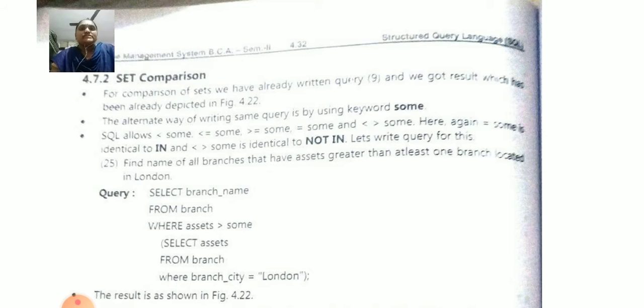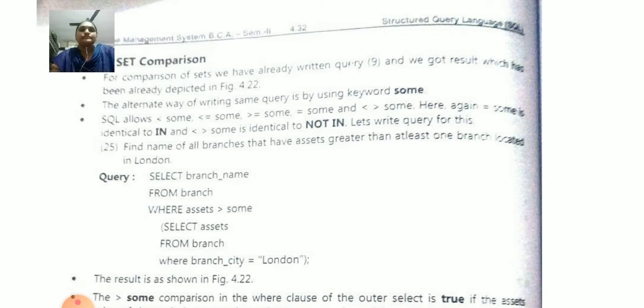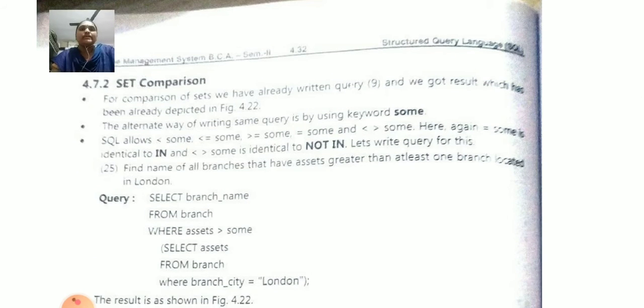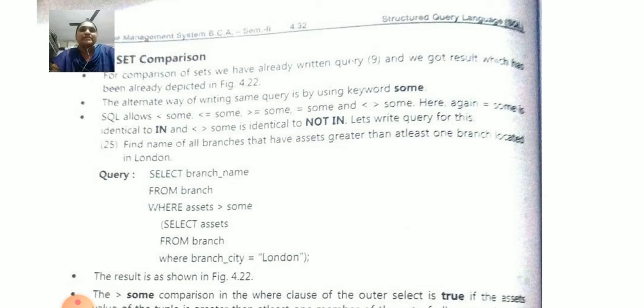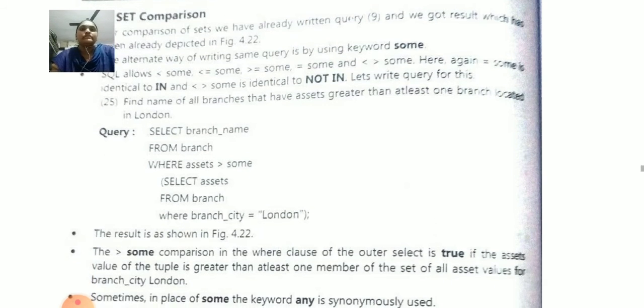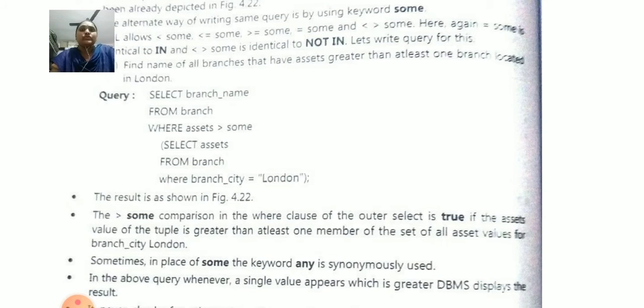For comparison of sets, we have already written a query and got results which are depicted in the figure above. Now we will see an alternative way of writing the same query by using keywords. SQL allows some, less than some, less than or equal to some, greater than or equal to some, and not equal to some. Here again, = some is identical to in, and <> all is identical to not in. Let me see: select branch name from branch where assets greater than some.